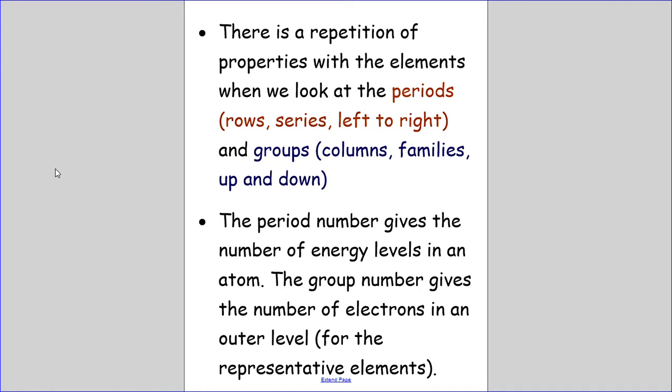And if you look at the table up on the very top, you'll notice that some of them have A for the column and some of them have B for the column. So our A columns represent our representative elements.